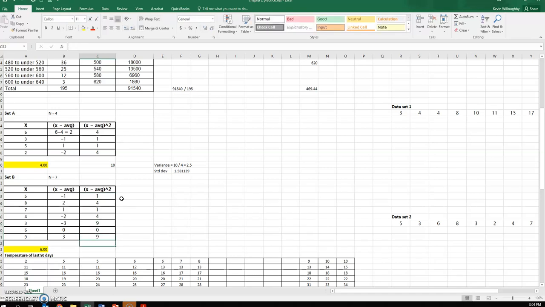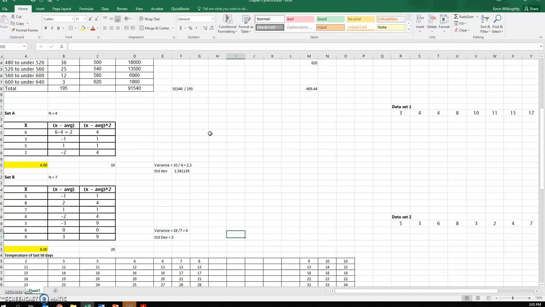And so those are the squared values, and then we add these values up, and we get a total of 28. So the variance equals 28 divided by 7, because there's 7 pieces of data in our data set. That gives us a variance of 4. The square root of 4 would be 2.